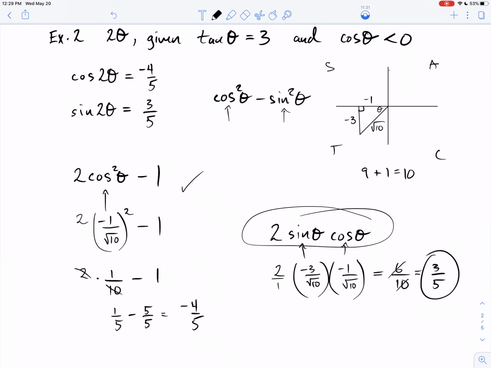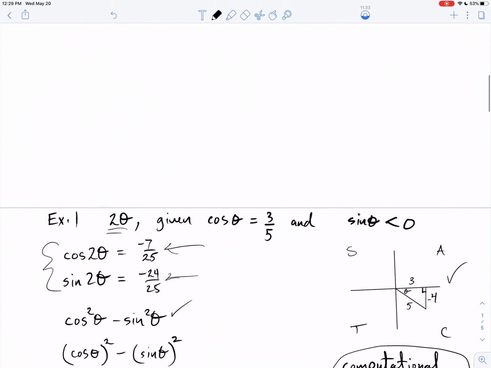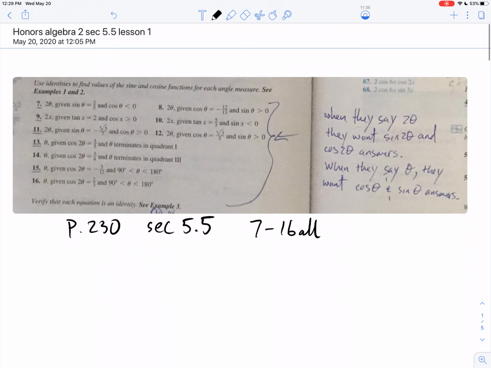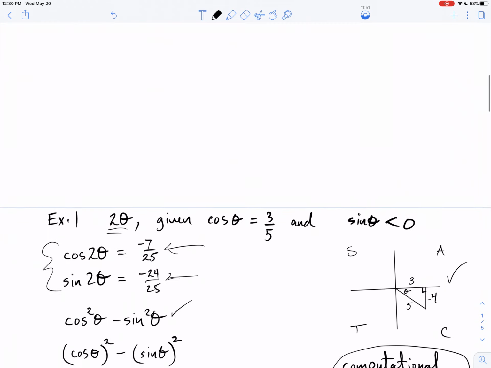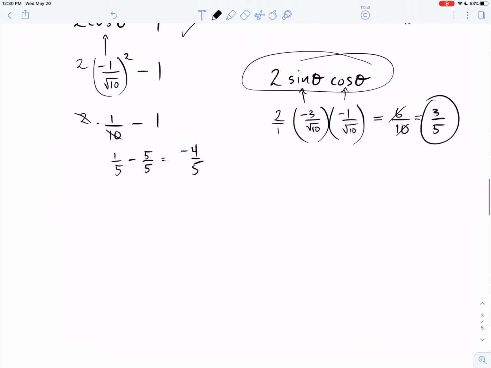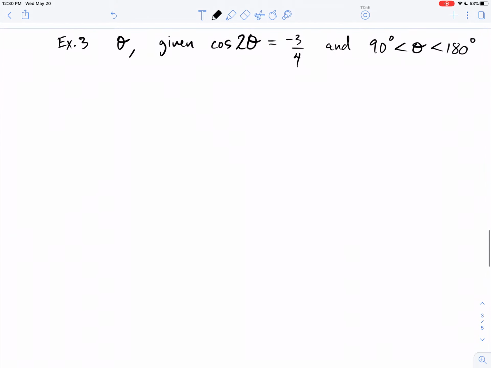Now, I got one more example I want to do for you guys, but if you look at the original problems, let me go back up. If you look at the original questions I'm asking you for, some of them start you off asking for double angle answers, some are single angle. So when it says theta, they want cosine theta, sine theta answers. So my very last example, let's look at one of those. My third example coming down here is this one. It says find theta, which is, what do they really want from me? They want me to find cosine of theta and sine of theta.